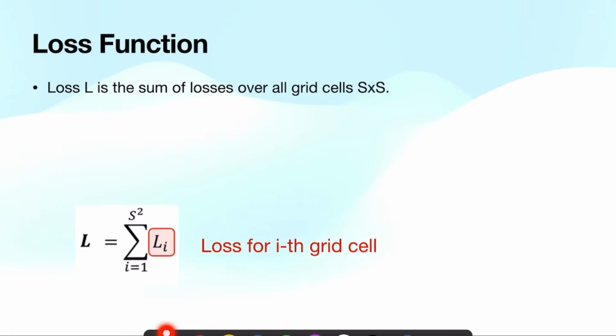Now let us understand the loss function step by step. We calculate the loss for every grid cell. We have predictions and targets for each grid cell, right? These individual losses are summed together to get the final loss.